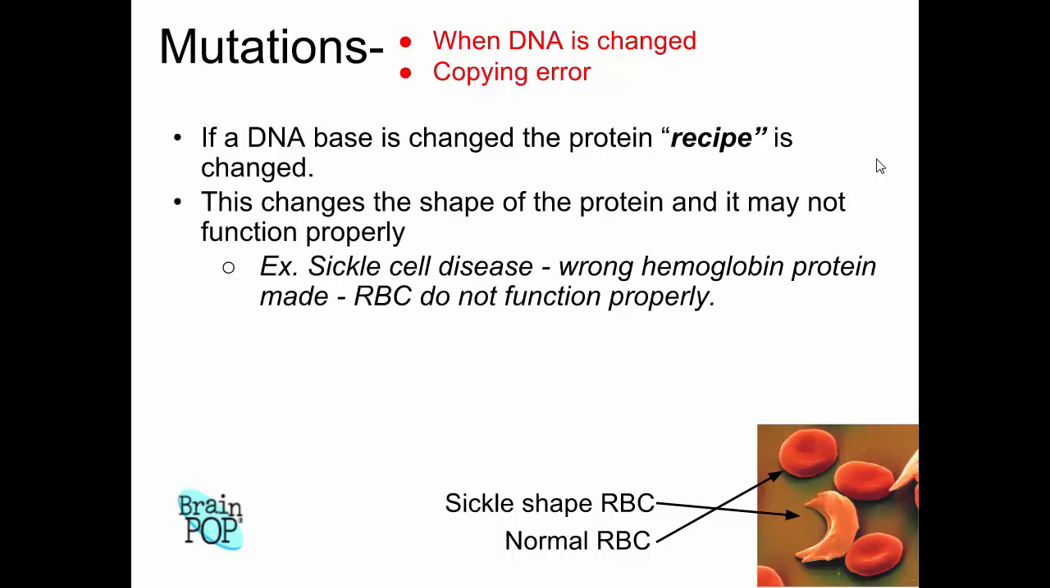If the recipe's changed, the directions are changed. It tells you how to make something differently, so the proteins may not function properly because they're not made correctly. Like sickle cell disease is where the wrong hemoglobin protein is made. Hemoglobin is the protein that carries oxygen in your red blood cells to the rest of your body. So your body can't properly distribute and move oxygen throughout your body.